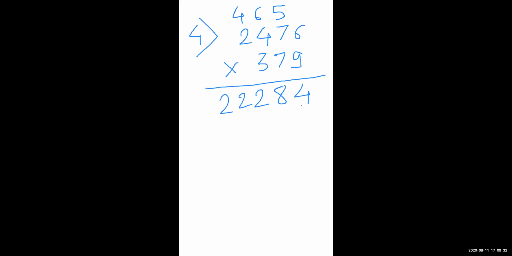Okay, means when you multiply 2,476 by 9 units, you will get 22,284. Yes, now this is the first step, multiplying by units. Afterward, multiplying by 7 tens. Okay, multiplying by 7 tens.